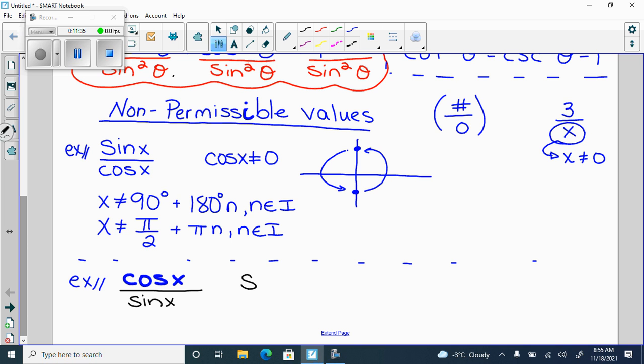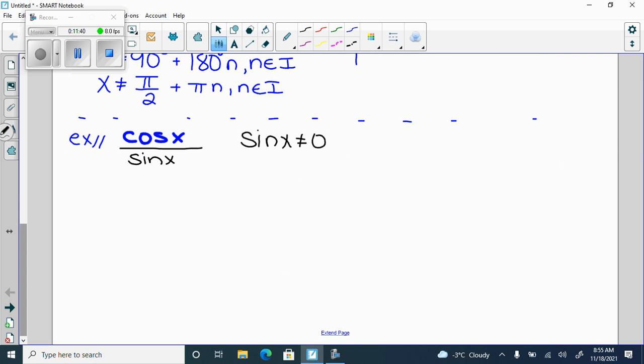So we know sine x can't equal 0. If it does, I have problems. Correct? So where is sine equal to 0? Where y is equal to 0. And where is y equal to 0? 0, 180, 360, negative 180, negative 360, and so on. So where's the first positive one? 0. So x can't equal 0.